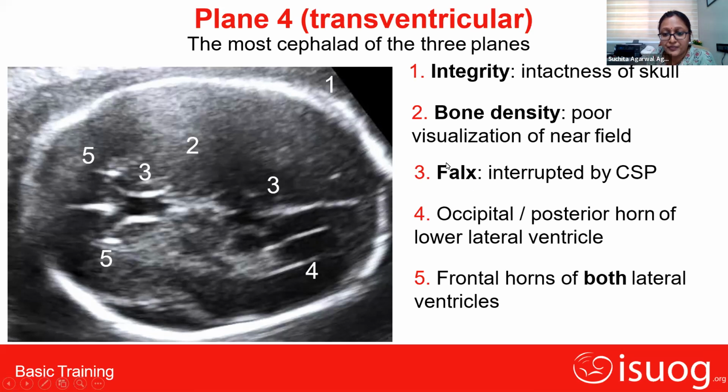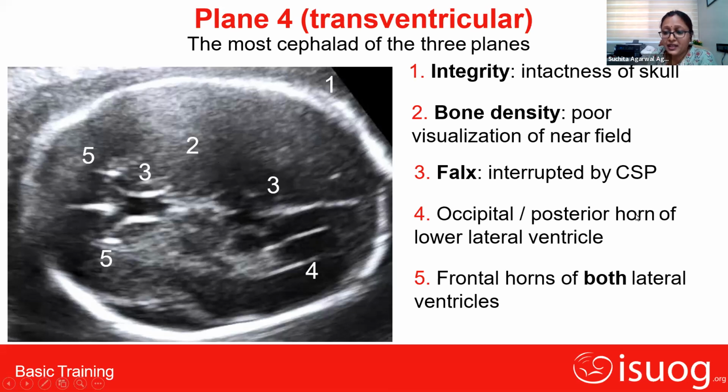Then the falx, the midline falx, the falx which is interrupted by the CSP. Which is the falx? This is the falx. This is the midline structure. This is the falx cerebri. It divides the cerebrum into 2 cerebral hemispheres. This falx is interrupted by the CSP. This is known as the cavum septum pellucidum, or the CSP, another very important structure. So we have to look carefully at the falx.